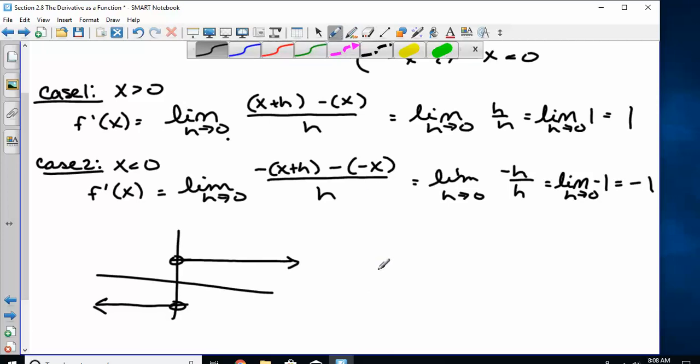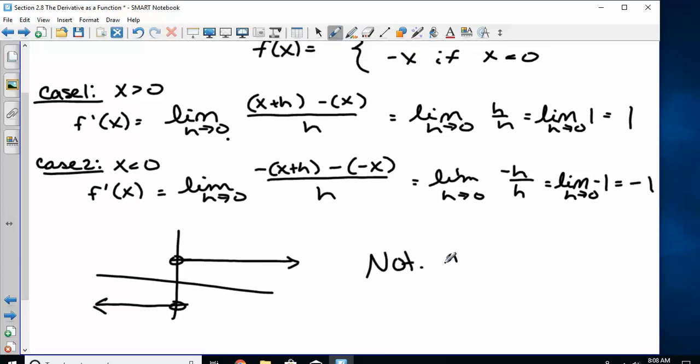So it is not differentiable at x equals 0, because those left and right hand limits don't match up. Okay. So let's talk about what this means and if there's a way I could have known it would be differentiable without necessarily doing all this work.